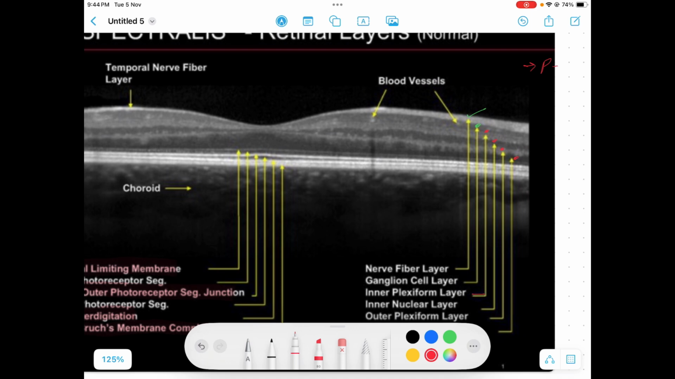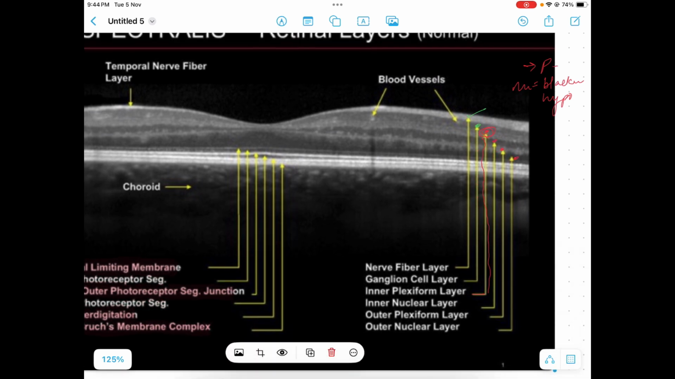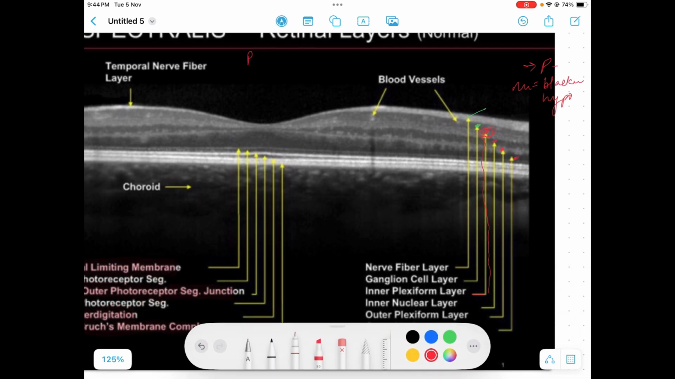Another thing to remember here is that all the plexiform layers, you can see here tracing the plexiform layer, are grayish, while the nuclear layers are blacker or hyporeflective. So the plexiform layers are inner, the nuclear layers are outer. The nuclear layers are hyporeflective relative to the plexiform layers, and these are the four hyperreflective layers of the retina.